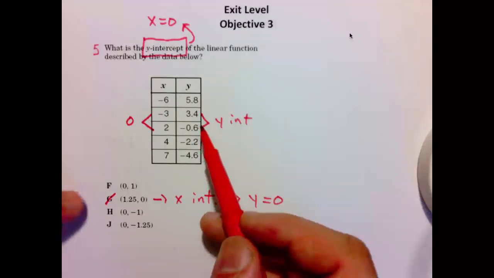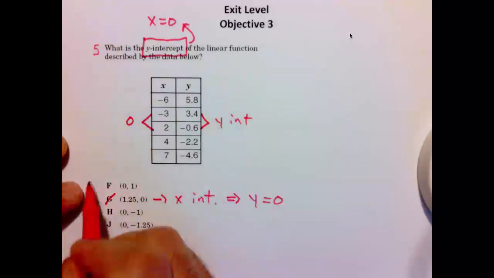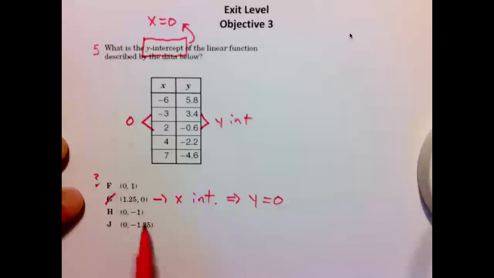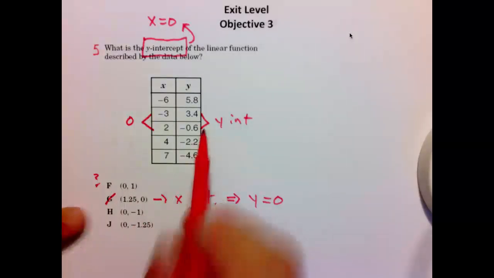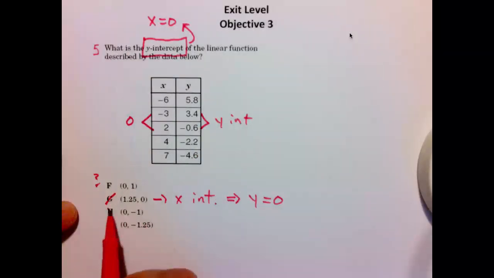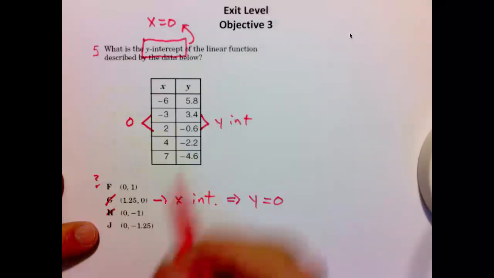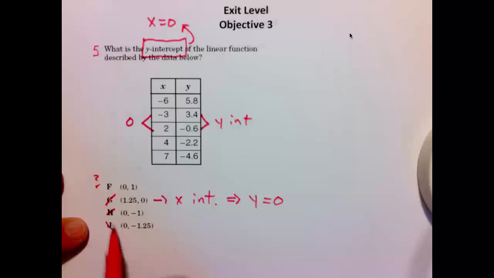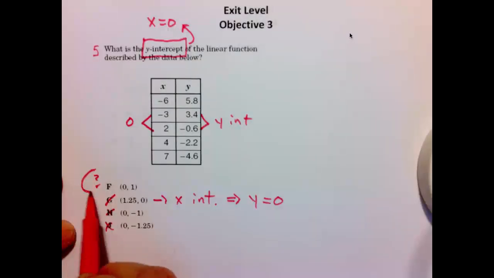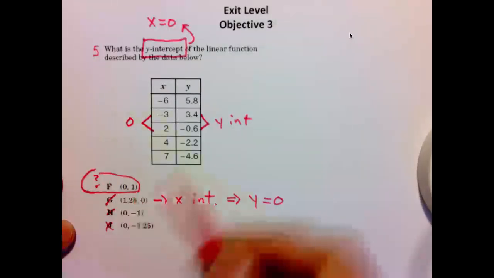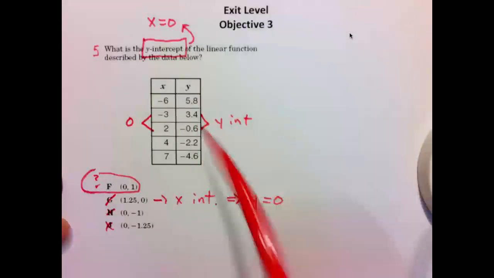So looking at these values, 1 appears to be a possibility. Negative 1 is not. It's outside of that. So is negative 1.25. Both of these numbers are less than negative 0.6. So it must be F. This value 1 is the only y value between these two.